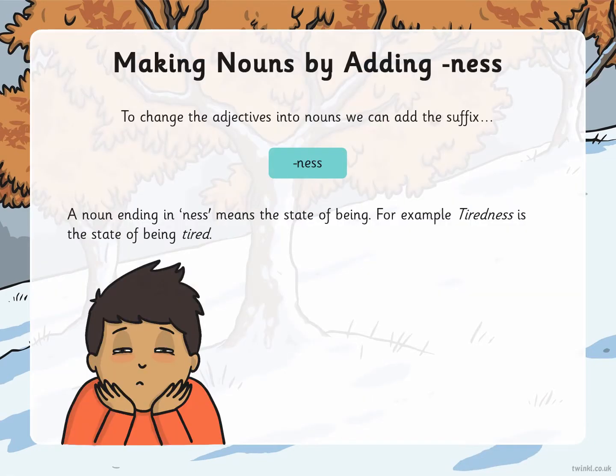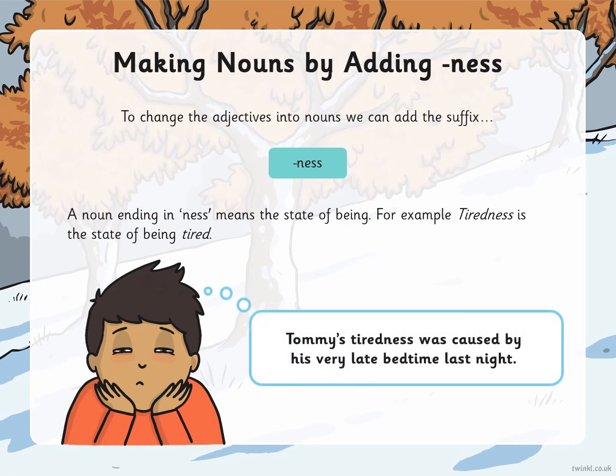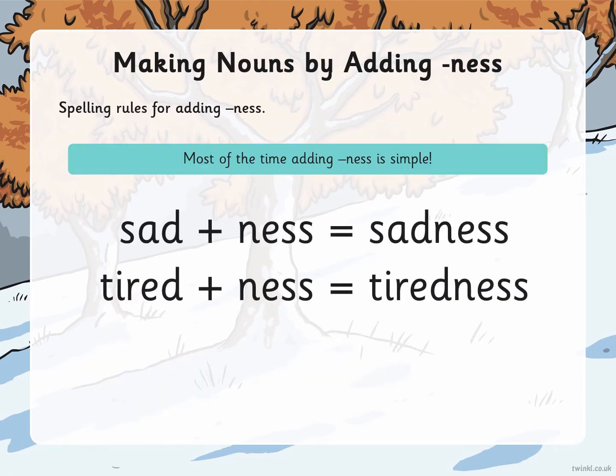So yesterday we found out that to change adjectives into nouns we can add the suffix ness. Now a noun ending in ness means a state of being. For example, tiredness is the state of being tired, like the boy in the picture. So the sentence could be, Tommy's tiredness was caused by his very late bedtime last night. And there's the word tiredness in that sentence.